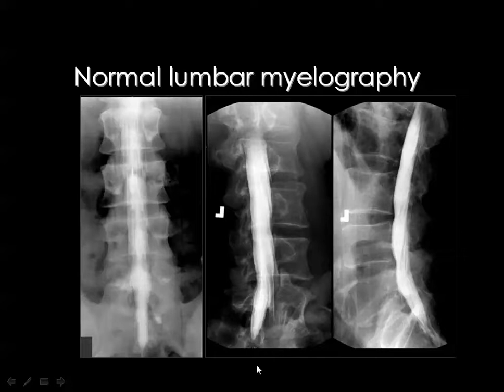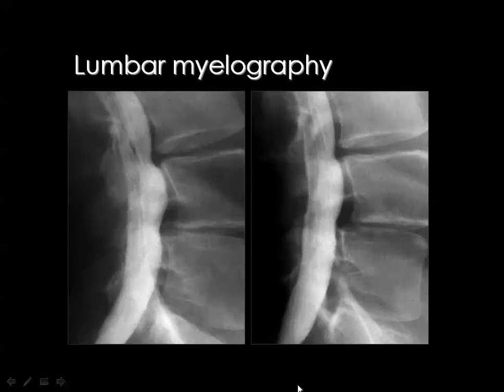In the lumbar spine, we have the frontal view, lateral view, and both obliques, left and right, in the supine position as well as in the erect position. And here we are looking for only the presence of these lesions.